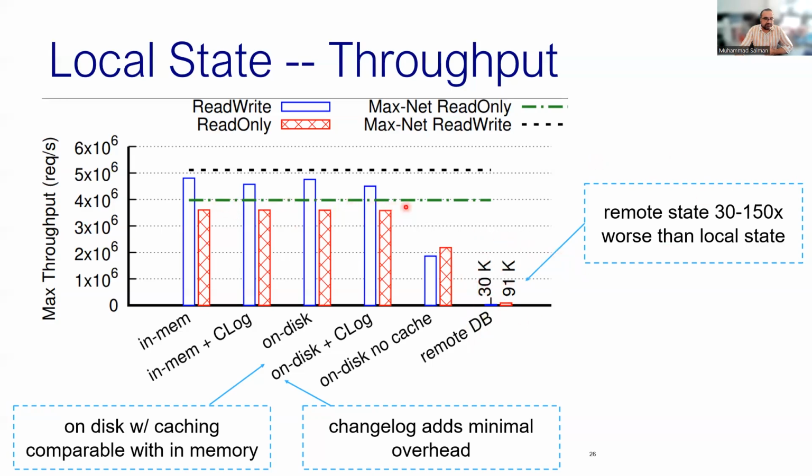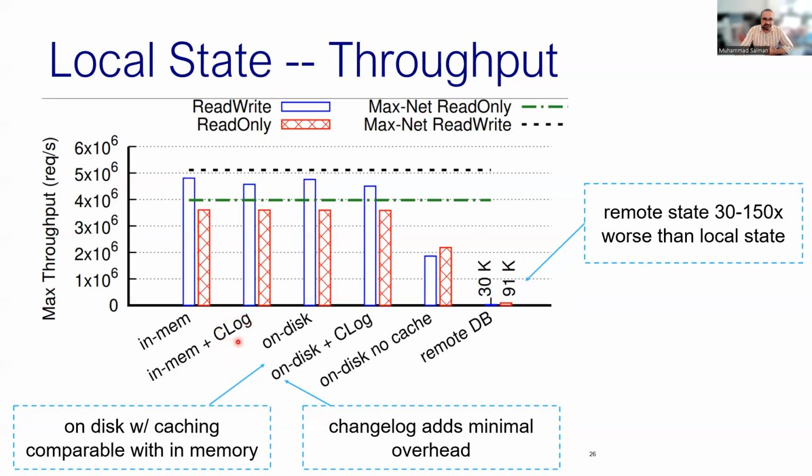If you look at the green one, it is the maximum network utilization for read-only, and the black one is the maximum network utilization for read-write. So if you see both in memory and on disk, they have almost the same throughput. It almost reaches the maximum. This blue one corresponds to the black one, and the red one corresponds to the green one. So we can see that read-write is almost achieving the maximum here too, and also on the disk.